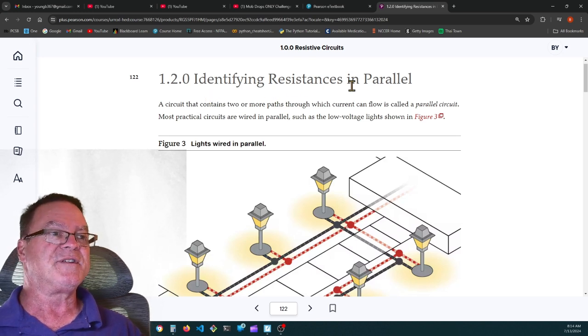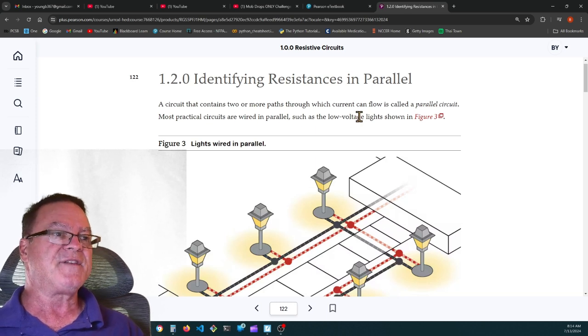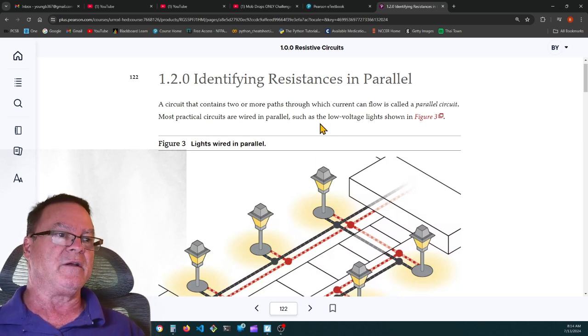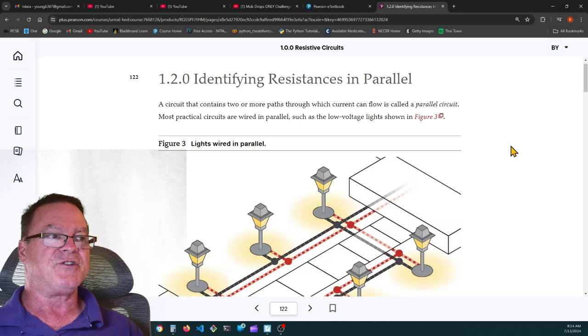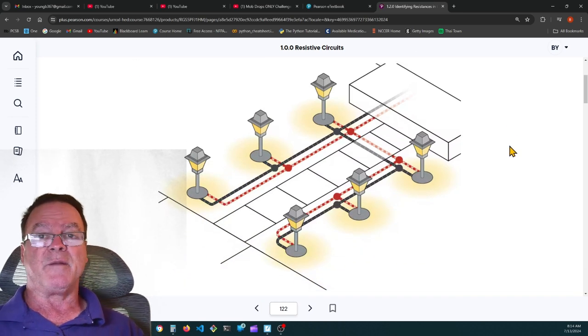1.2.0, identifying resistances in parallel. A circuit that contains two or more paths for which current can flow is called a parallel circuit. Most practical circuits are wired in parallel, such as the low voltage lights shown in figure 3. Most all of the circuits we run are going to be parallel.